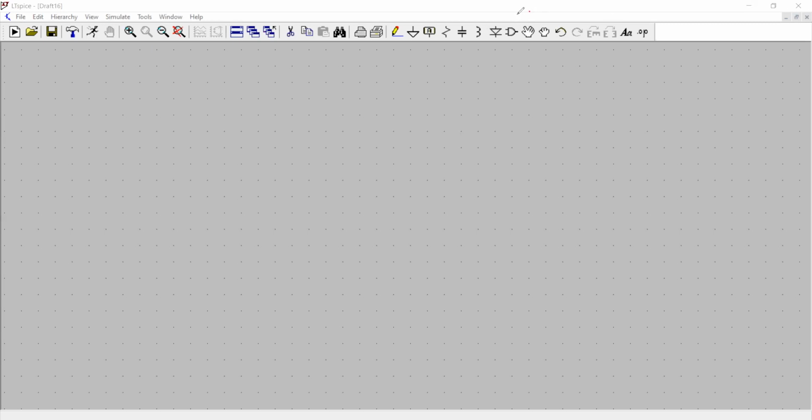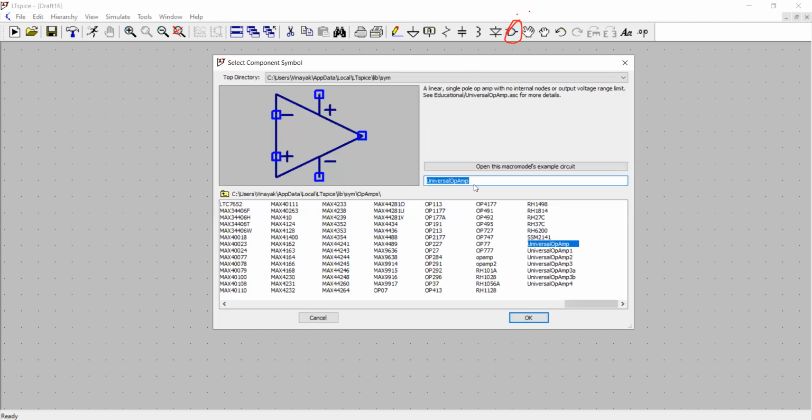For example, right here you see there is this component library. I am going to use this. Click here, and I am going to use an operational amplifier called the universal op-amp. I can use other variants of these, but basically the very basic is this one. Here it reads that it is a linear single pole op amp. It means it has the frequency response of a low pass filter.